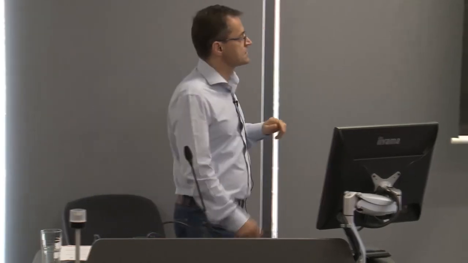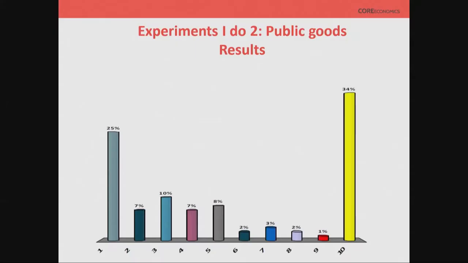The advantage of the instant polling technology is that once people decide what to do, you can show them what the answers were. So everyone responds, and that's a typical answer that they would give in my class. 34% give the total amount, which actually leads you to the Pareto superior outcome. 25% go to the minimum, and there's a bunch of things in the middle. That's relatively representative of things that happen in class.